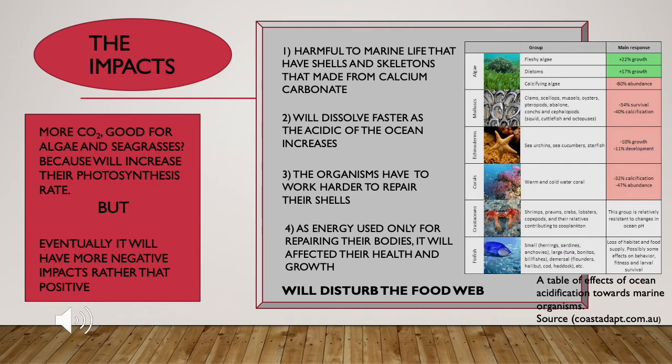Some organisms such as algae and seagrass may benefit from higher carbon dioxide concentration in the ocean, as they may increase their photosynthesis and growth rate. However, a more acidic environment will have more negative impact than positive impact on underwater organisms. The table shows a summary of the effects of ocean acidification among the organisms. As you can see, algae has a positive impact on growth, and for others, organisms such as mollusks, echinoderms, corals, and all that will have negative impacts.